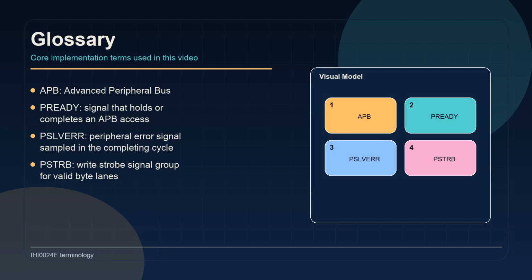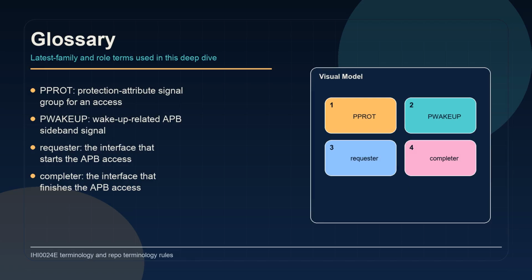APB means Advanced Peripheral Bus. PREADY holds or completes an access. PSLVERR is the peripheral error signal sampled in the completing cycle, and PSTRB marks valid byte lanes. PPROT is the protection attribute signal group for an access. PWAKEUP is a wake-up-related sideband signal. Requester is the interface that starts the APB access, and completer is the interface that finishes it.